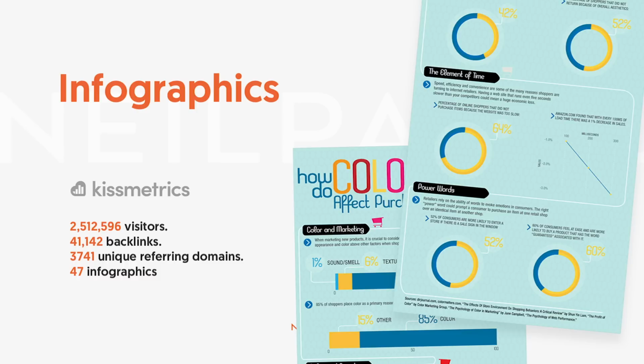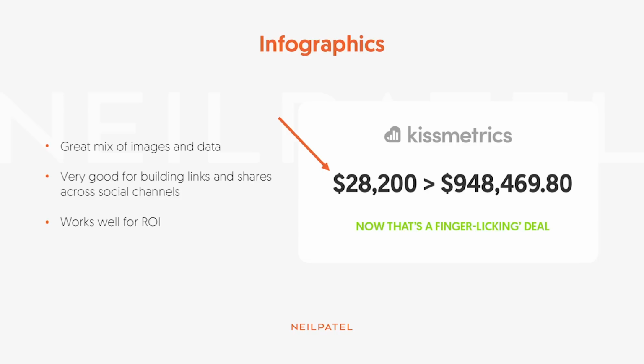There's also infographics. With one of my older companies, we used to create an infographic every week, literally an infographic every week. It generated us over 2.5 million visitors, got us over 41,000 backlinks, and over 3,000 referring domain names. And we did that through 47 infographics. And roughly when we looked at our costs, we spent $28,000 on that. Now, if we had to buy that traffic, it would have cost us almost $1 million in that space.